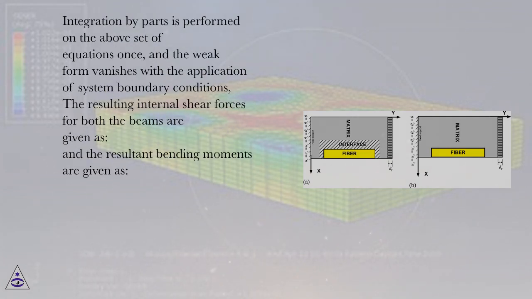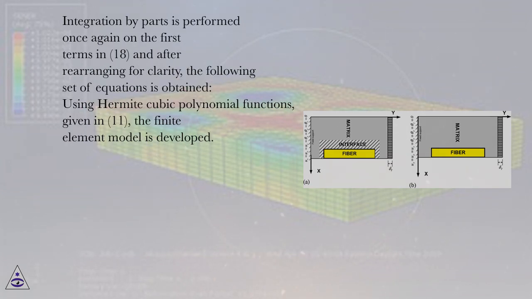Integration by parts is performed on the above set of equations once, and the weak form vanishes with the application of system boundary conditions. The resulting internal shear forces for both the beams are given as, and the resultant bending moments are given as. Integration by parts is performed once again on the first terms in 18, and after rearranging for clarity, the following set of equations is obtained. Using Hermite cubic polynomial functions, given in 11, the finite element model is developed.